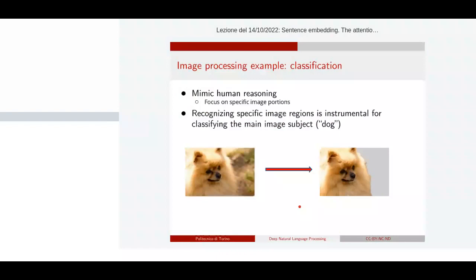And this is exactly what the attention mechanism does: recognizing specific regions which are instrumental, for example, for classifying a subject. Here we have extrapolated the main subject, and we have removed all the background, which is not relevant enough.